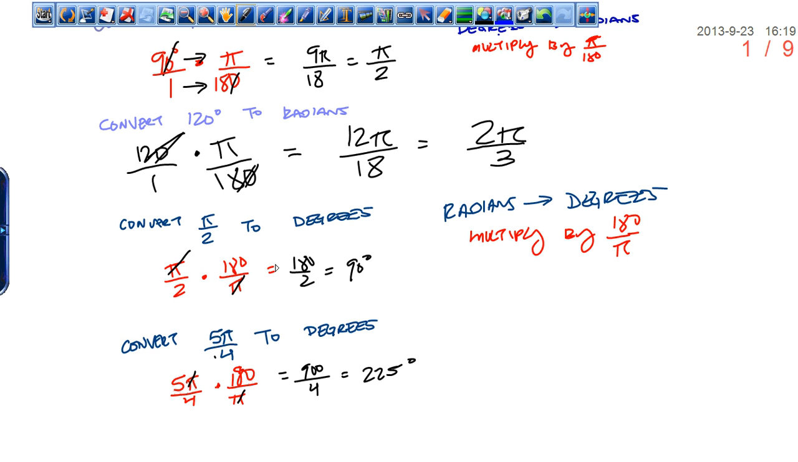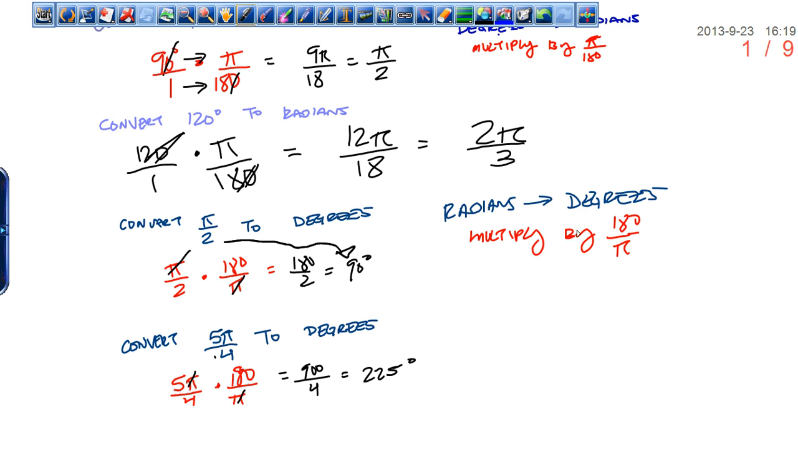Now this time my pi's cancel out, and that's important because I don't want radians, I want degrees. Radians deal with pi, degrees don't. So that's why my pi's cancel out. Multiply straight across, divide, and we know pi over 2 is 90 degrees. And same thing here, if I got 5 pi over 4, multiply straight across, the pi's cancel out, I don't have any more pi's anymore, I have 225 degrees.